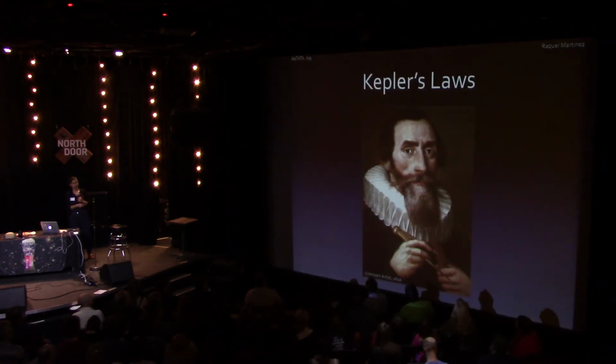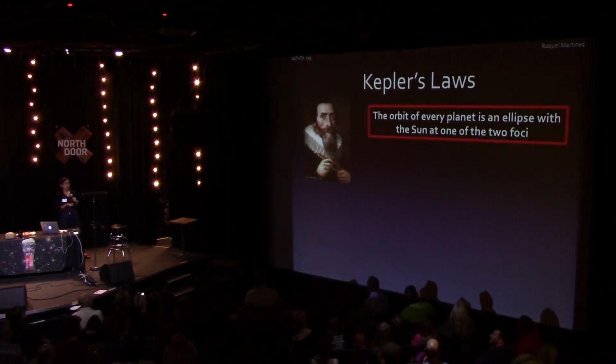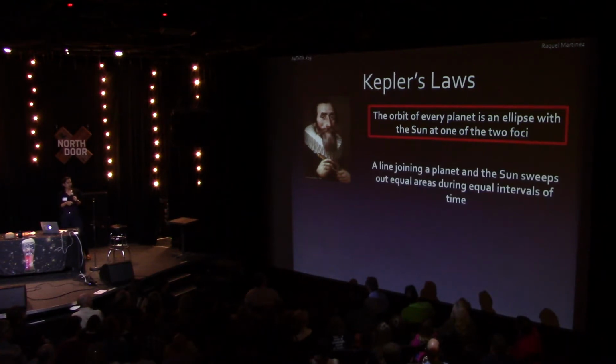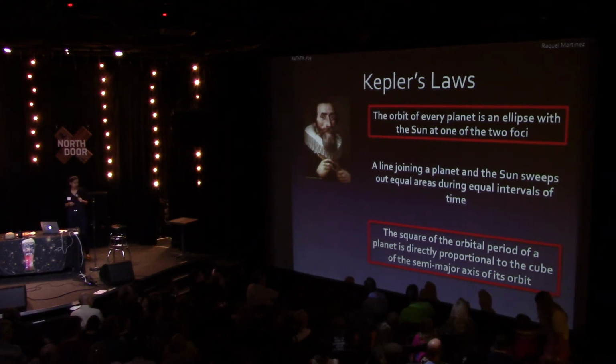So here's Johannes Kepler, and in the early 1600s, he came up with 3 laws that described how the planets in our solar system orbited around the sun. The first one says that the orbit of every planet is an ellipse with the sun at one of the 2 foci. The second says that a line joining a planet and the sun sweeps out equal areas during equal intervals of time. And the third says the square of the orbital period of a planet is directly proportional to the cube of the semi-major axis of its orbit.